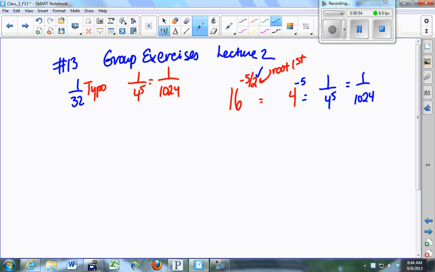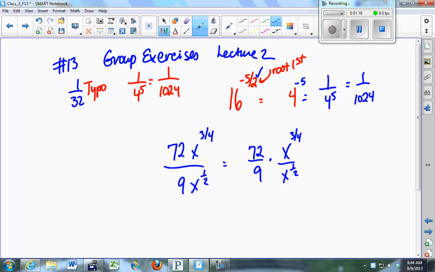Okay. The other question up there is 72x to the 3/4 divided by 9x to the 1/2. Okay, so this is 2 separate fractions. You can do the numbers first, and then you can use your exponent properties with your variable expression. So 72 divided by 9 is 8. And then in order to subtract these, you have to change to like denominators. So 1/2 is 2/4, and when you subtract that, you get 8x to the 1/4, and it's fine to leave it just like that. You don't have to convert it to radical.